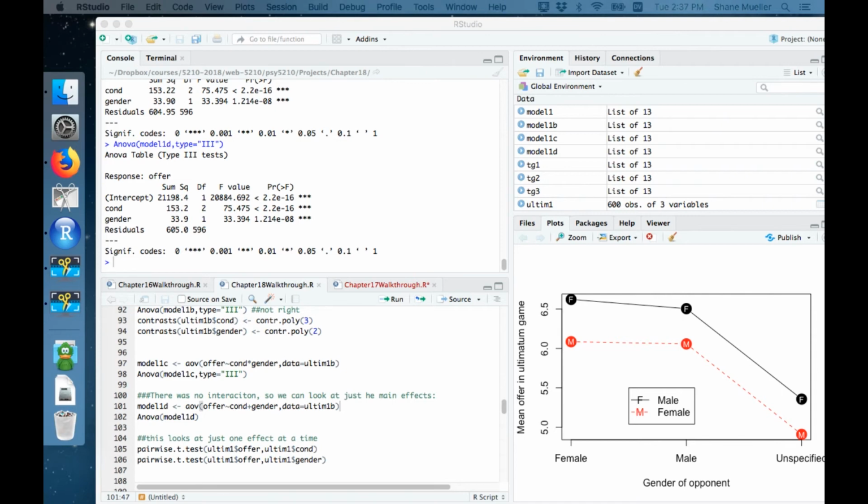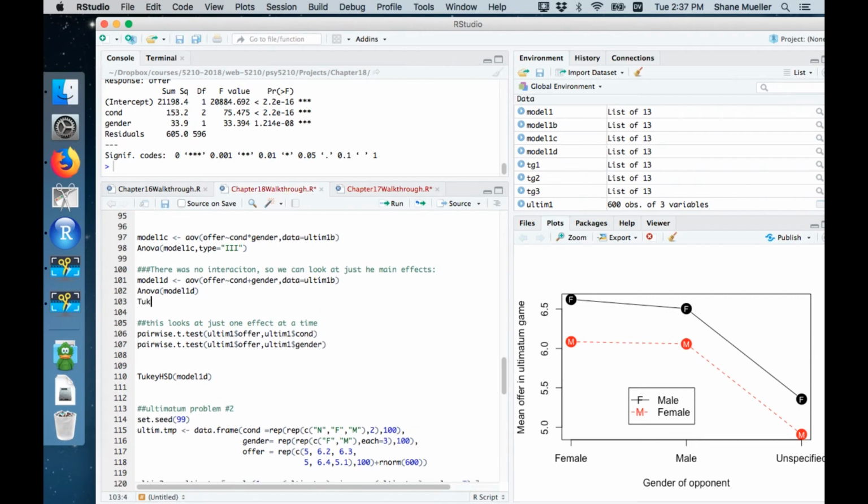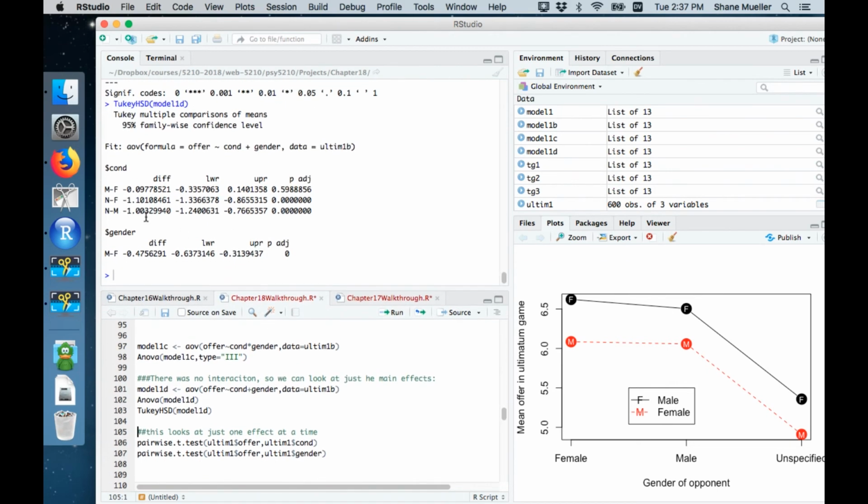So that's the basic approach to looking at interactions with ANOVA models. And you can usually do okay by looking at a type 2 interaction, and then maybe doing the Tukey HSD on model 1D if you want to know more details, like does male differ from female, or does no gender differ from female, or no gender differ from male.